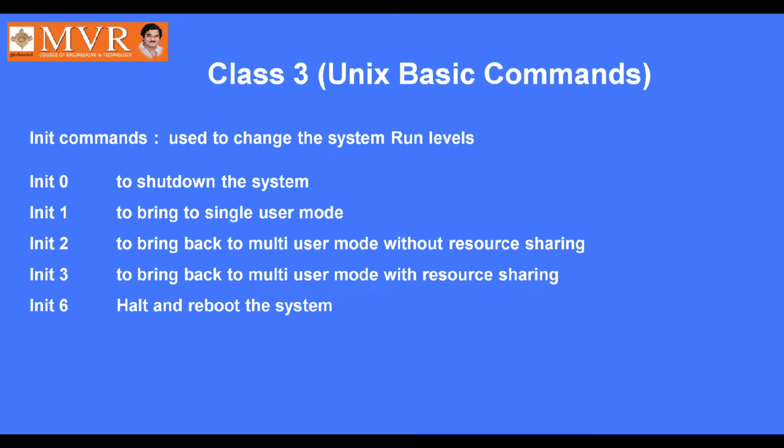There are other init commands available in Unix. These commands are used to change the system run levels. So what do system run levels mean? In Windows, to shut down the system we go to the main menu and press the shutdown button. In Unix you can directly type init 0. If you type init 0, the system will shut down automatically.